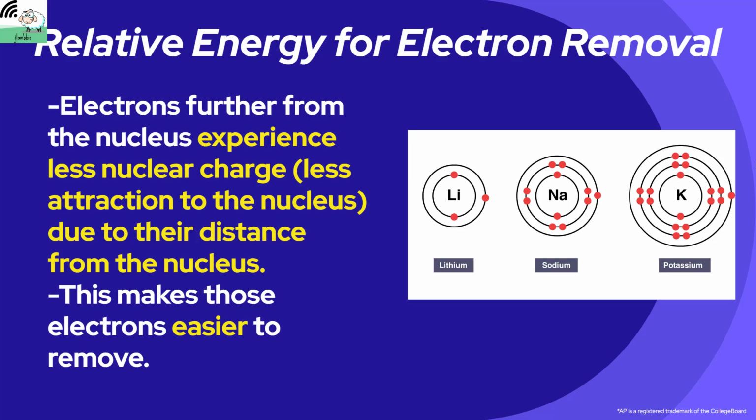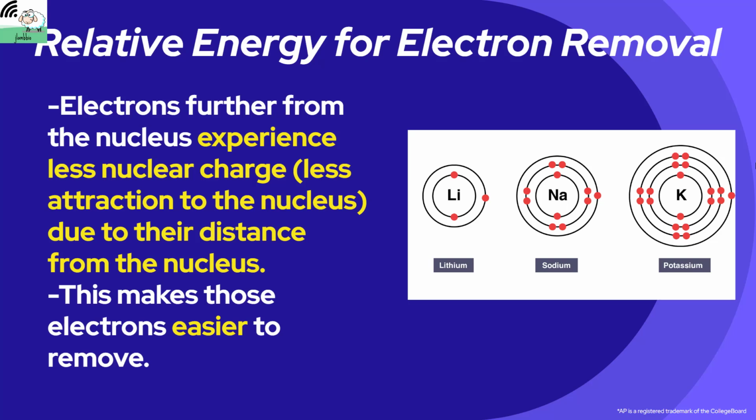Electrons further from the nucleus experience less nuclear charge, essentially less attraction to the nucleus due to their distance, and this makes those electrons easier to remove. So if you take a look here, you have three different atoms and their Bohr models. We have lithium, sodium, and potassium. The potassium electron is in an energy level that is further away from the nucleus and therefore experiences less attraction to the nucleus. Furthermore, nuclear shielding plays a role in this as well.